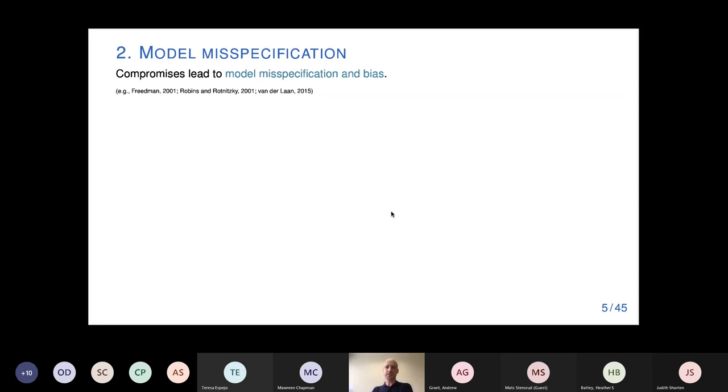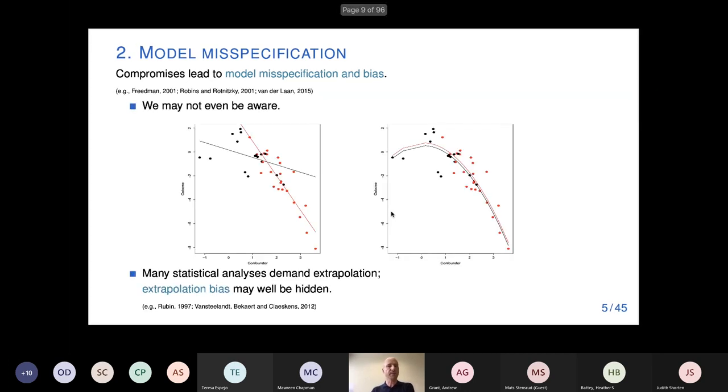You might think that we could make use of residual diagnostics or goodness of fit checks to help us out and understand if there is evidence of model misspecification. But in actual fact, it may very well be that those techniques are not sufficient and that we may well not be aware of model misspecification. And the pictures here try to give you an indication of that. You can see two times the same data cloud.